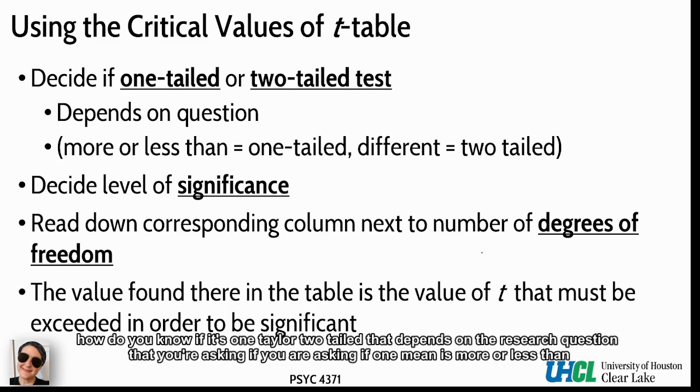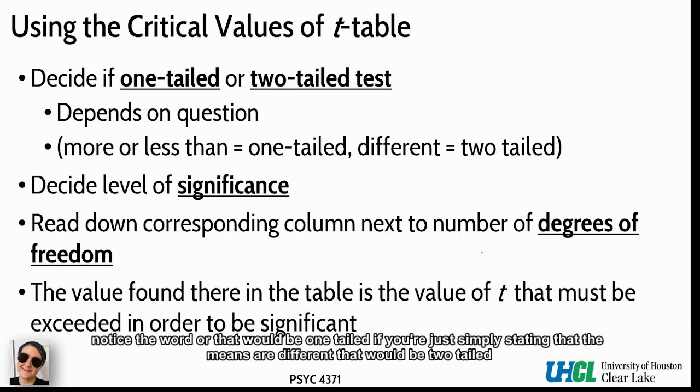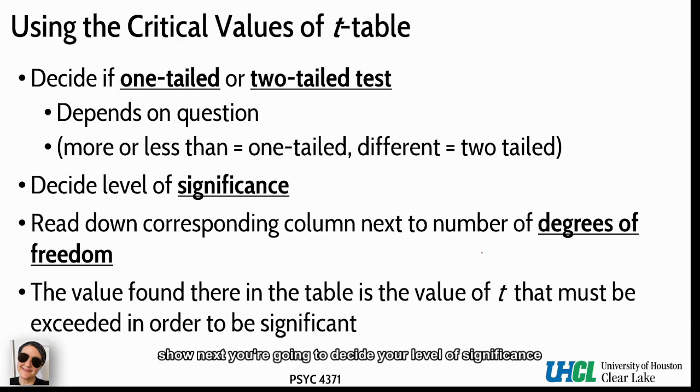That depends on the research question that you're asking. If you are asking if one mean is more or less than, notice the word "or", that would be one-tailed. If you're just simply stating that the means are different, that would be two-tailed. So next, you're going to decide your level of significance.